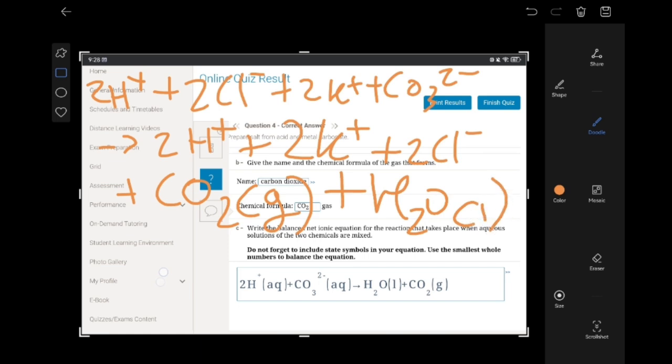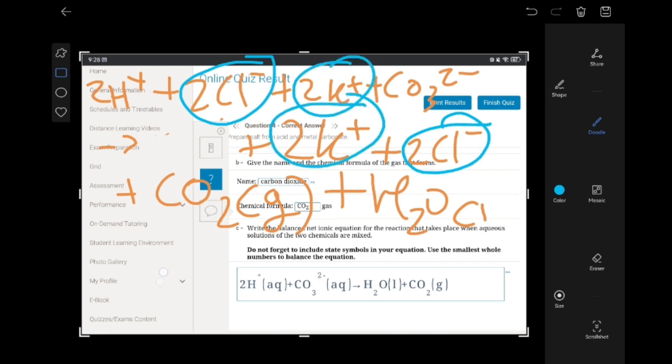You just cancel out whatever is in common. Oh, sorry, it doesn't give you 2H plus, because the H plus turns into water. That's how you have H2O. Cancel out whatever you find in common. So Cl here, Cl there, K here, K there. Just cancel them all out, and you write whatever you have left. So it's 2H plus CO3 2 minus gives you CO2 plus H2O.